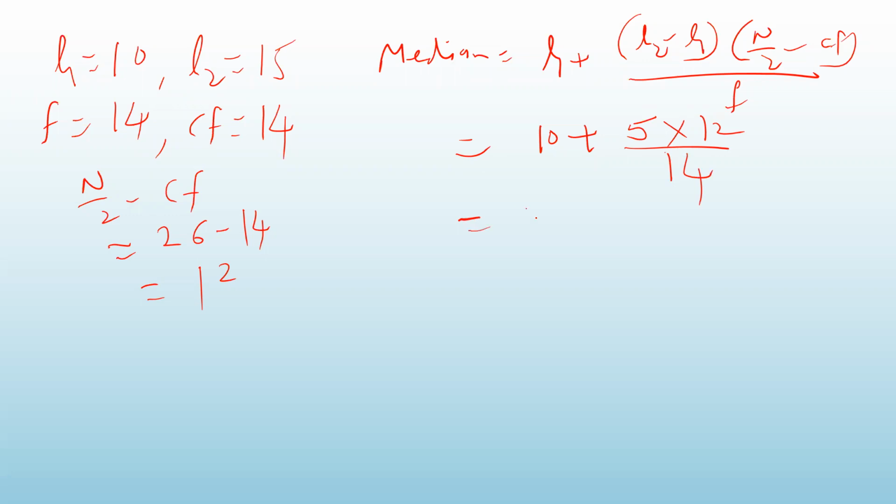F is 14. So 10 plus, you calculate this first. So 5 into 12 divided by 14. How much will it be? Use your calculator. 5 into 12 divided by 14 is giving you 4.285.